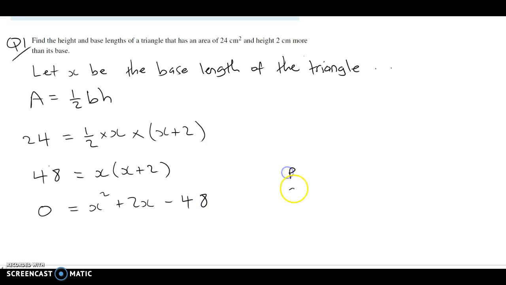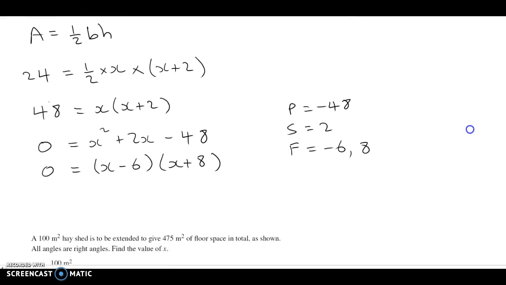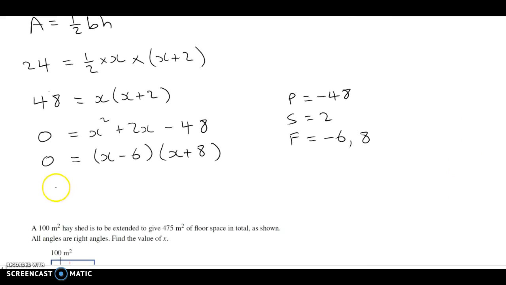From here we can use PSF. So the product we're looking for is negative 48. The sum we're looking for is 2. Factors, I'm thinking the factors will be minus 6 and positive 8. So we'll get 0 equals x minus 6, x plus 8. So therefore x equals 6 or x equals minus 8.